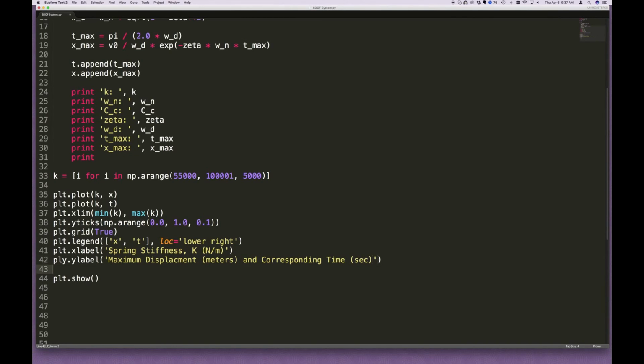All right, and that is it. In fact, that's not the label, that's the title. I made a mistake. That's the title of the chart.